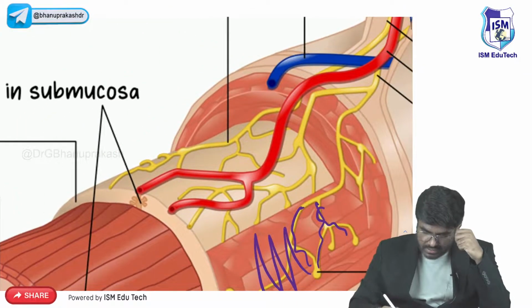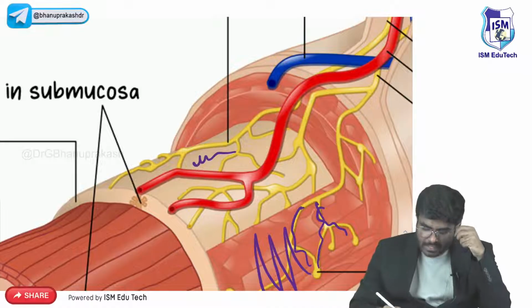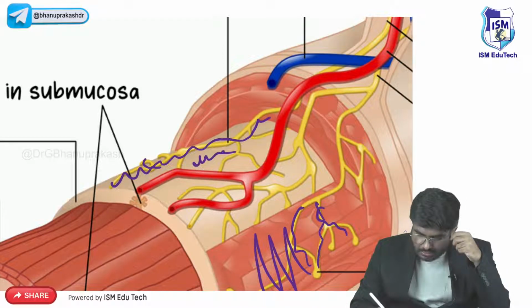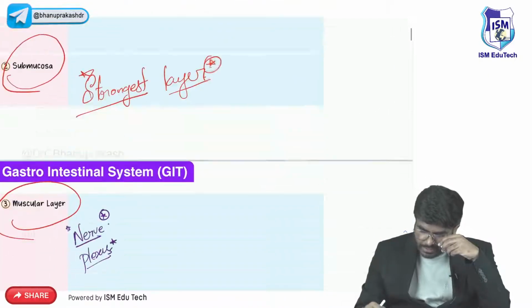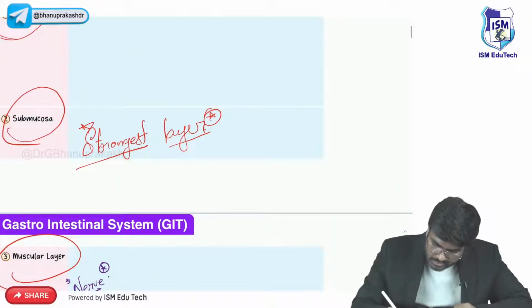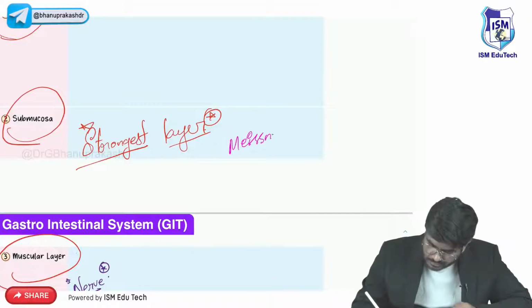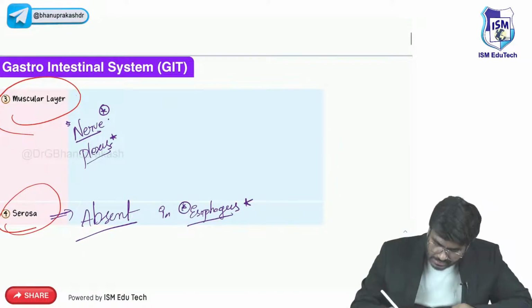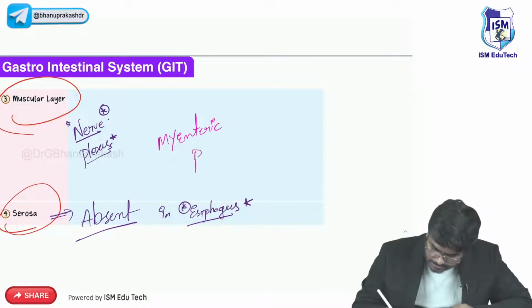And even in the submucosa, this whitish area is the submucosa. Even in the submucosa, you can see this nerve network. This nerve network is called, let me write here, in the submucosa, there is a nerve network called Meissner's plexus. Okay, in the muscular layer, there is the myenteric plexus.